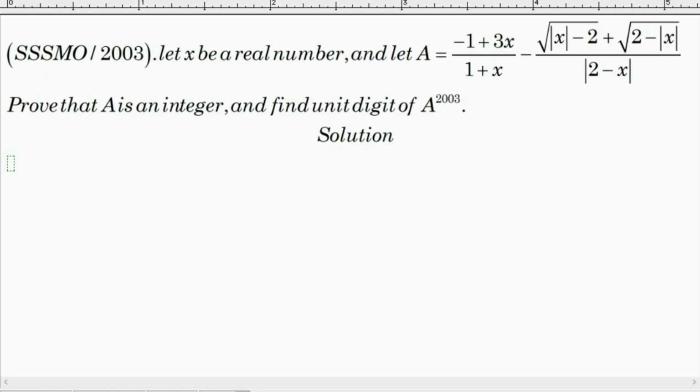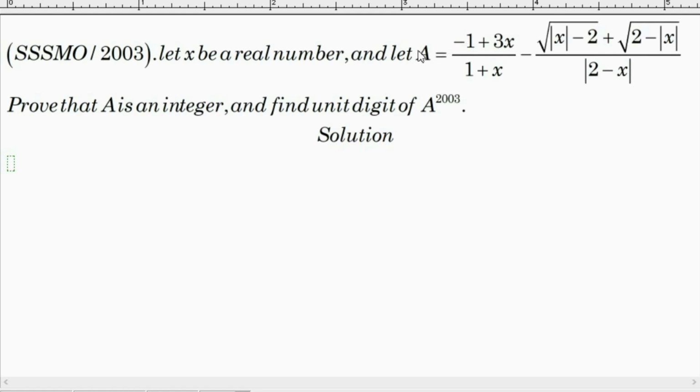So the question is, let x be a real number and let a equal to this expression. Prove that a is an integer and find the unit digit of a to the power 2003. First, we have to prove that a is an integer. Then we have to find the last unit digit of that integer. So, as we can see, we have a equal to this expression.